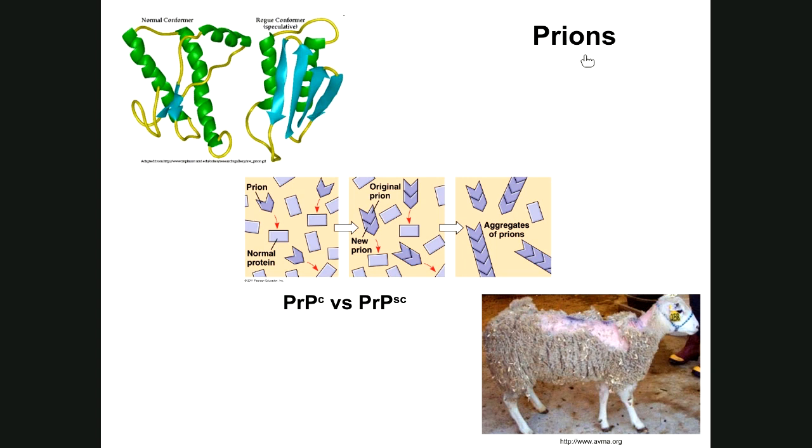The abbreviation for prions or prion proteins is PrP. Now down here, if you notice, I put PrP superscript C versus PrP superscript Sc. PrP with the superscript C is what is described as normal prion protein.